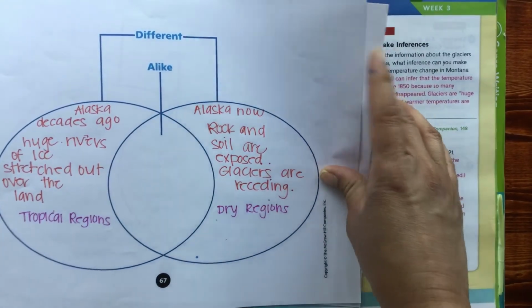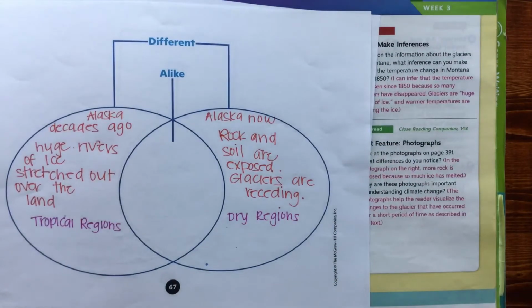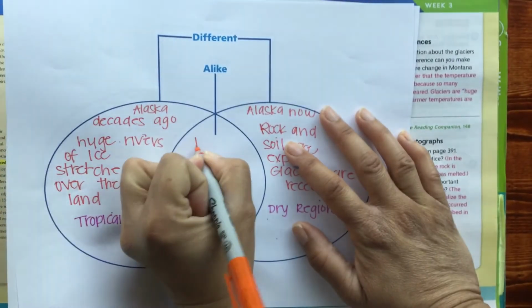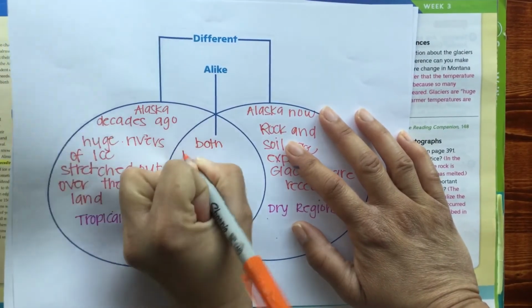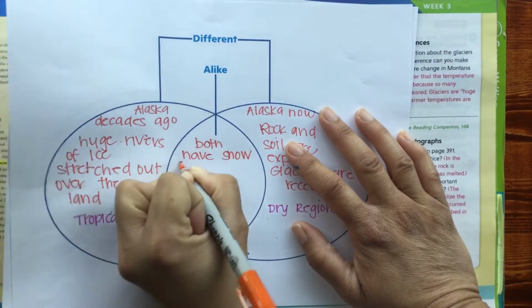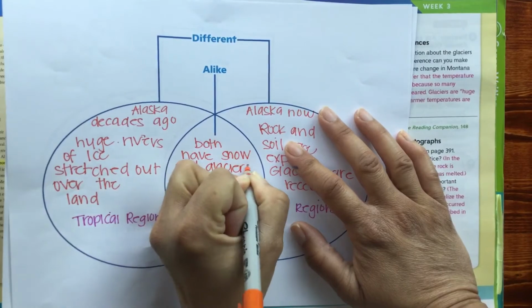Okay. And then, how are they alike? Well, they both have snow and glaciers. It may be different amounts of snow and glaciers, but that is still a common factor. They're still present. They have just changed. So both have snow and glaciers.